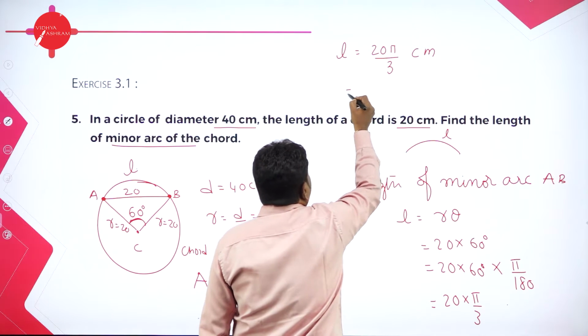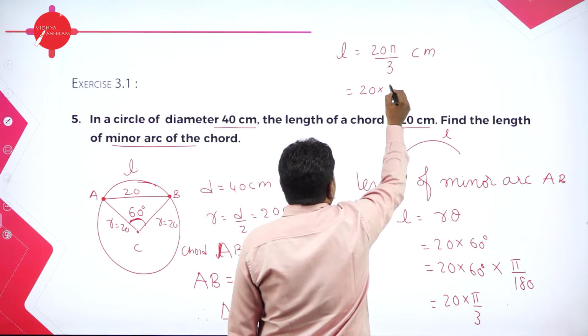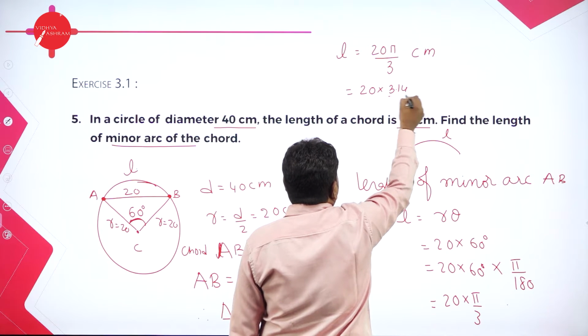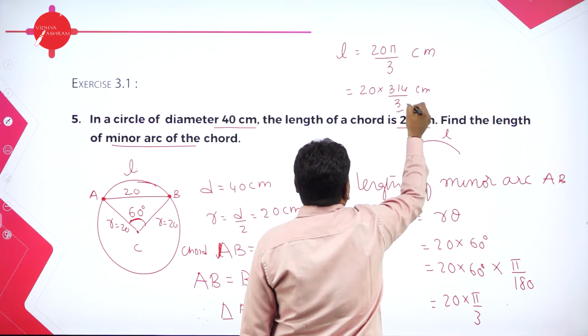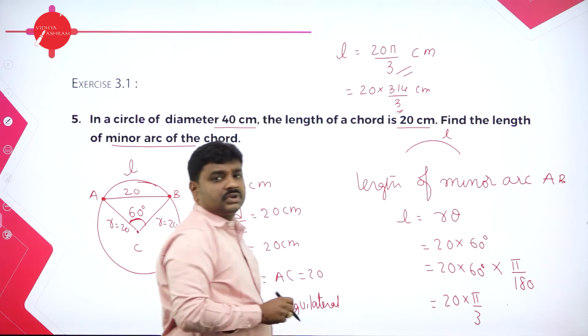Or if you want, you can convert it: 20 into 3.14 divided by 3 centimeters. You can use a calculator or leave it. This is standard.